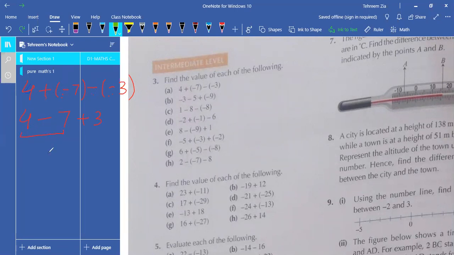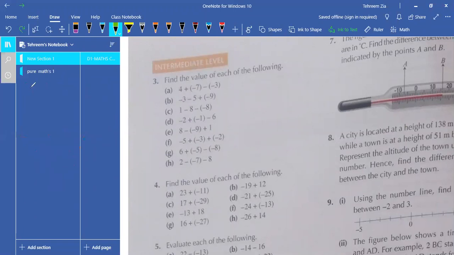You have to solve the first two numbers first. Leave 3 and just solve these two numbers. 4 minus 7 would be minus 3, and put the plus 3 as it is over here. Then you have minus 3 plus 3, which would be equal to 0. So in this way, you have to solve the questions which contain 3 numbers.